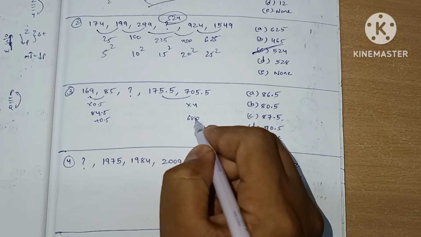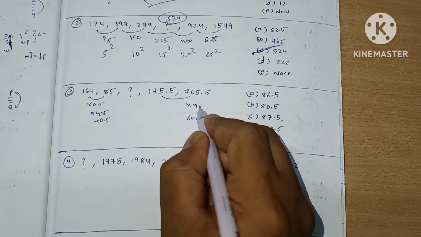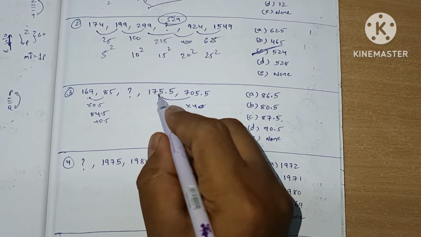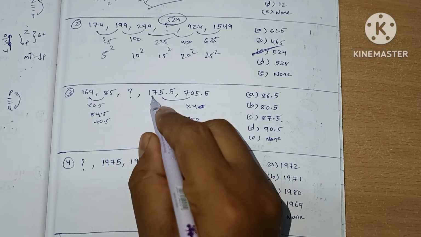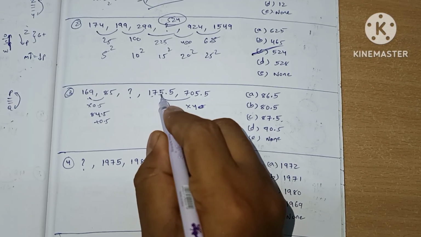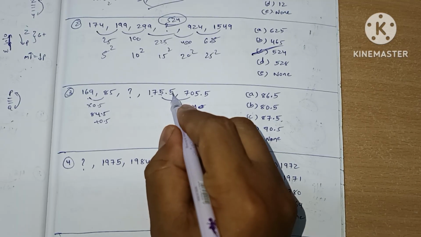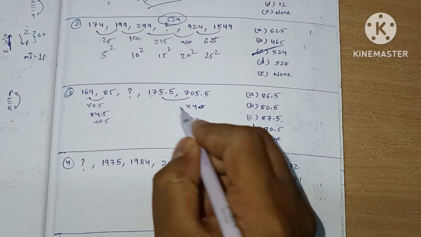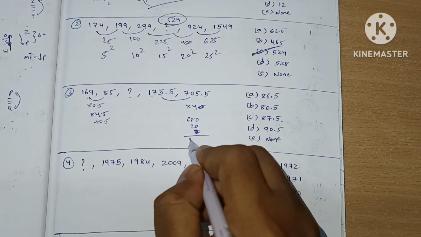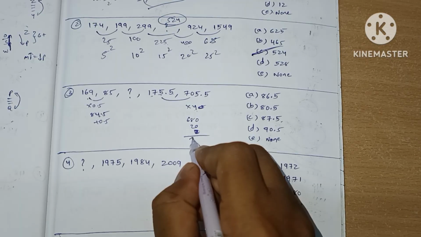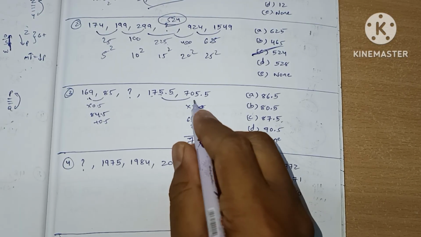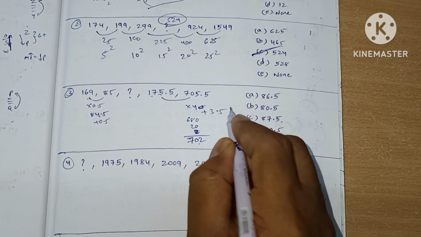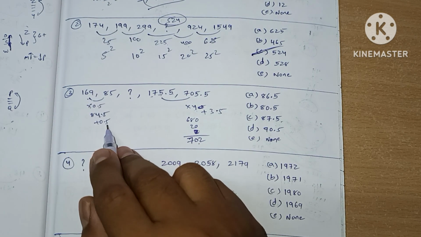So 680, 0.5 times, wait a second, 175.5 into 4 times will be 170 4 times will be 680, 5 4 times will be 20, and 0.5 4 times will be 2. Okay, so we got totally 702, but we got 705.5, means plus 3.5. So 0.5 plus 0.5.